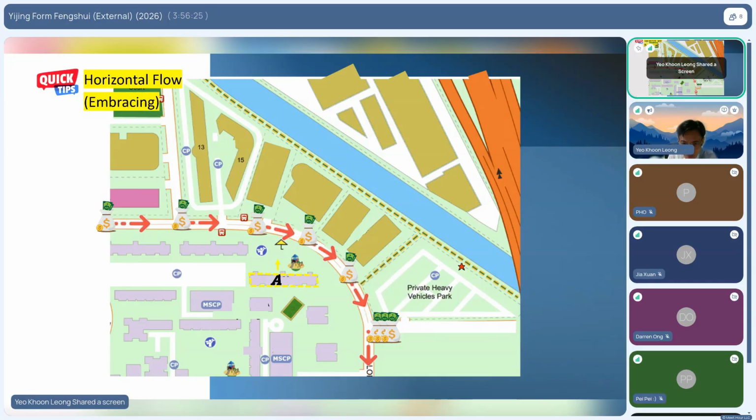Now this curve can be known as the horizontal flow bracket embracing. Okay, bracket embracing. So the water curve wraps around A. Okay, wraps around A. So Unit A is sitting inside the embrace. So what do most books and masters say? Oh, embrace is good. Yes, I agree with them. Embrace is good. They are not wrong. Okay, technically they are not wrong.